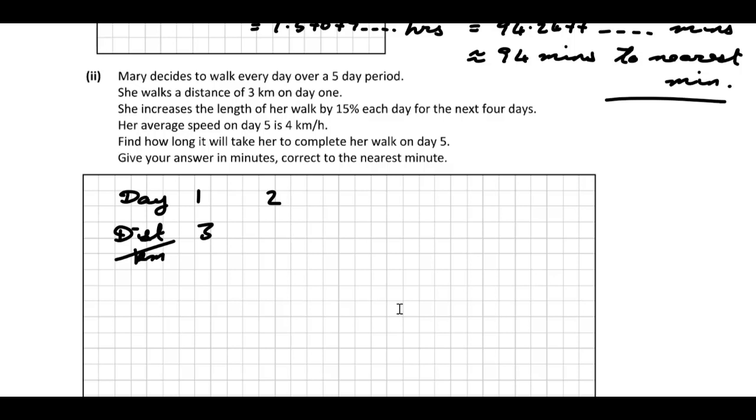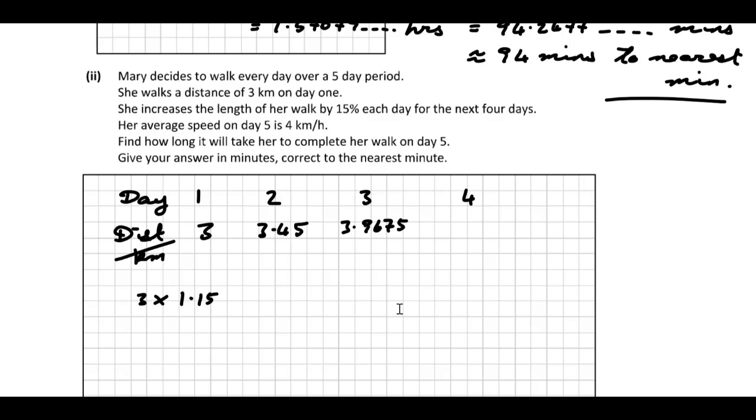So you would take the 3 and multiply it by 1.15. You can get 15% and add it on, or you can multiply it by 1.15. So you take the 3, multiply it by 1.15, that will give you 3.45. On day 3 then, again, multiply that by 1.15, or you can get 15% of it and add it on. That gives us 3.9675.